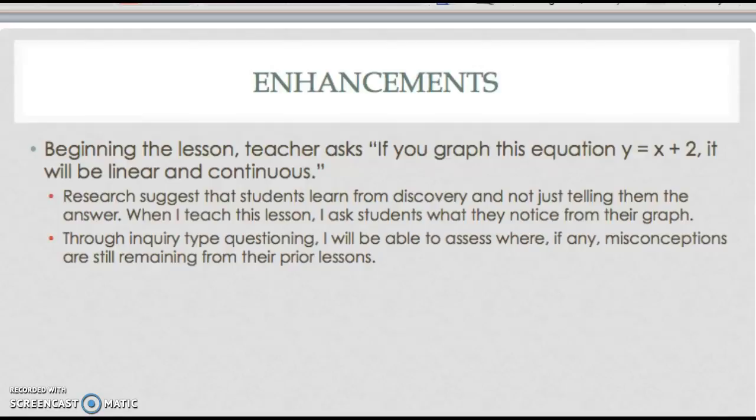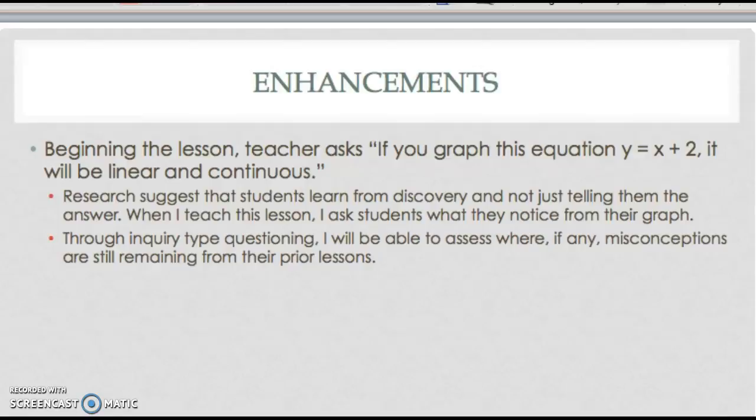But I suggest that you teach them and let them discover what they notice about the equation. Let them graph it. What do they know? Link their lessons prior to this lesson so that they fully understand what linear is and what continuous is. It will also help address some misconceptions without directly giving the student the answer, them coming up with the answer. They keep that understanding longer.